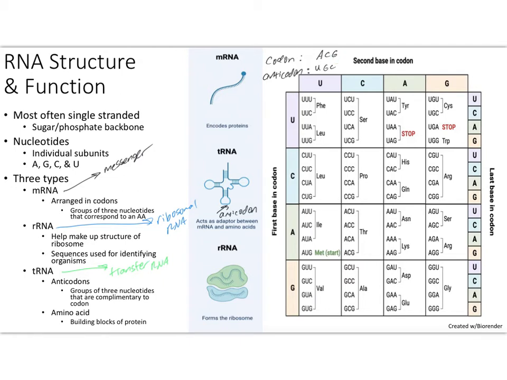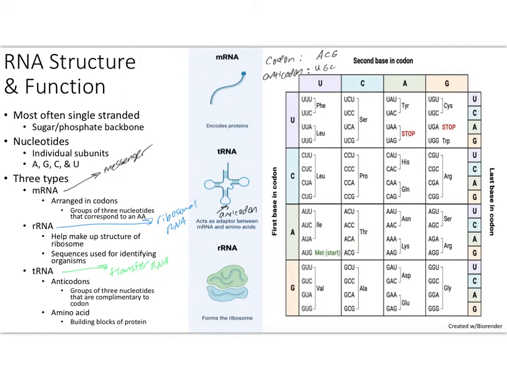And our third base is G, so we look over here. So we're in the A row, the C column, and then we look for the G right here. So ACG codes for the amino acid called threonine. So the tRNA that this codon is calling for would have the anticodon UGC, and it would be carrying the amino acid that we call threonine.